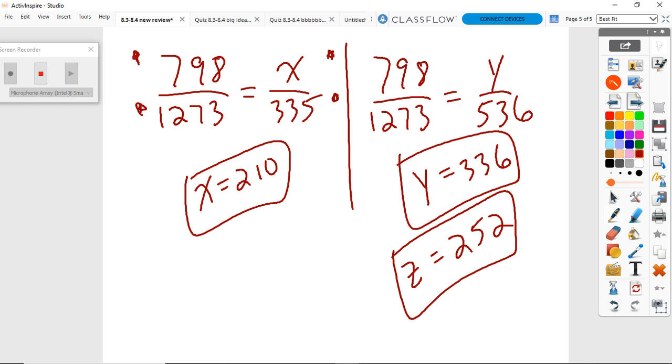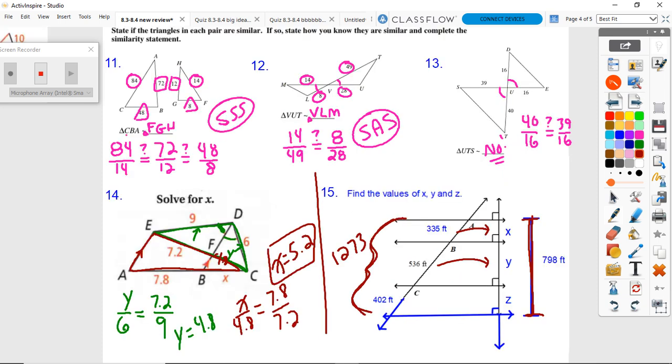So again, you can piece anything that you want together. You can say 2 of them is to 2 of them, 3 of them is to 3 of them, 1 of them is to 1 of them. That'll all work because it's always proportional.